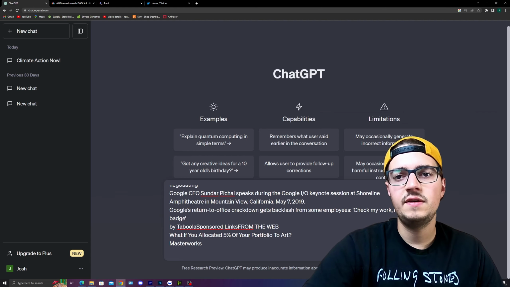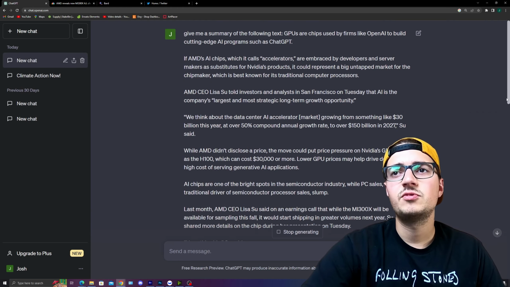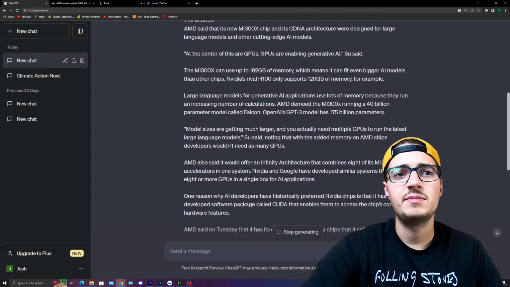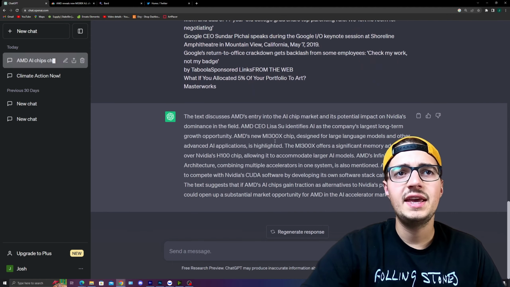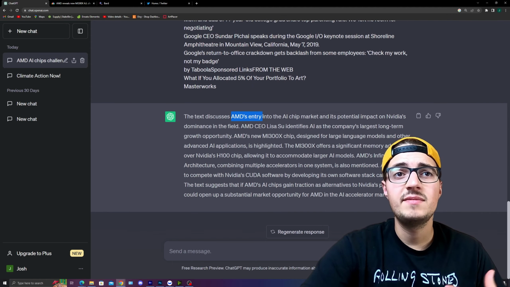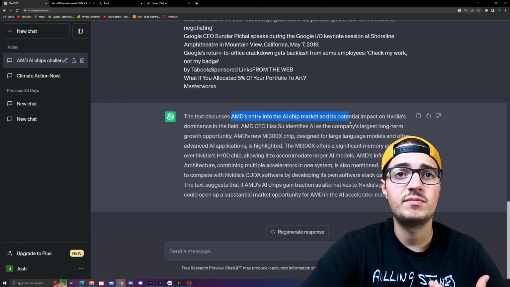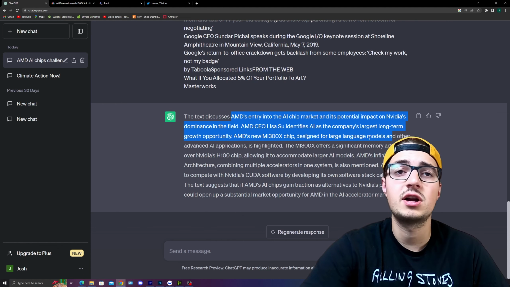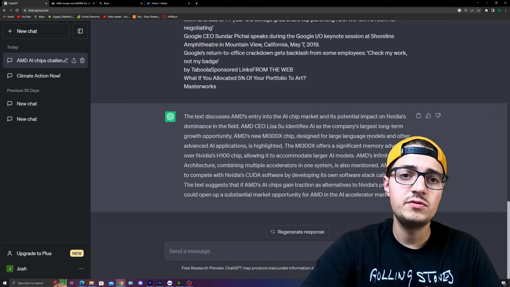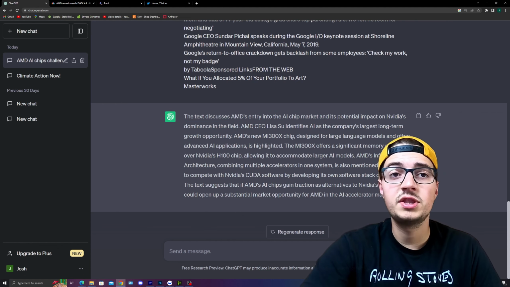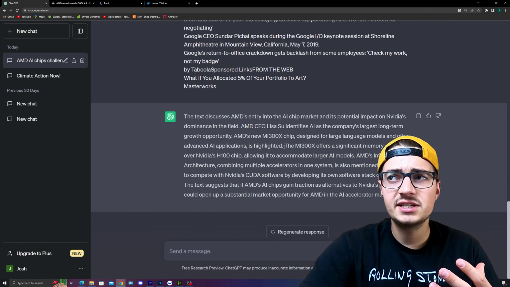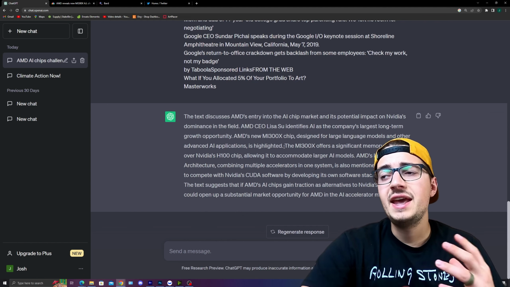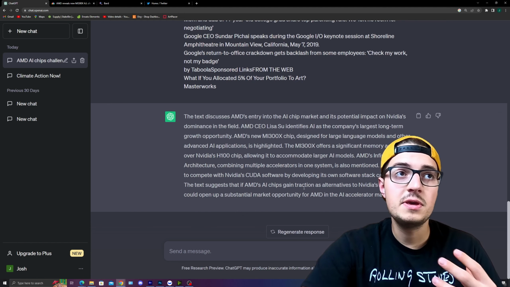you can see if I type this in right here, give me a summary of the following text, and I type it all in right there, we will quickly get a text discussing how AMD has its entry into the AI chip market and its potential impact on NVIDIA's dominance in the field, like we just talked about right there. So in the matter of a few seconds, I can get a summary about what the article is like, trying to see some of the trending news that is occurring and what is happening within the world.